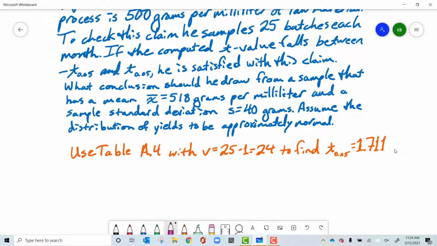So using table A.4 again, to calculate our degrees of freedom, we're going to take our sample size minus 1, so we'll have 25 minus 1, or 24 degrees of freedom. So we'll go to the 24 row for degrees of freedom, and we're going to find t sub 0.05 by going over to the alpha 0.05 column in our degrees of freedom equals 24 row, and we'll see that the t-value there is 1.711.